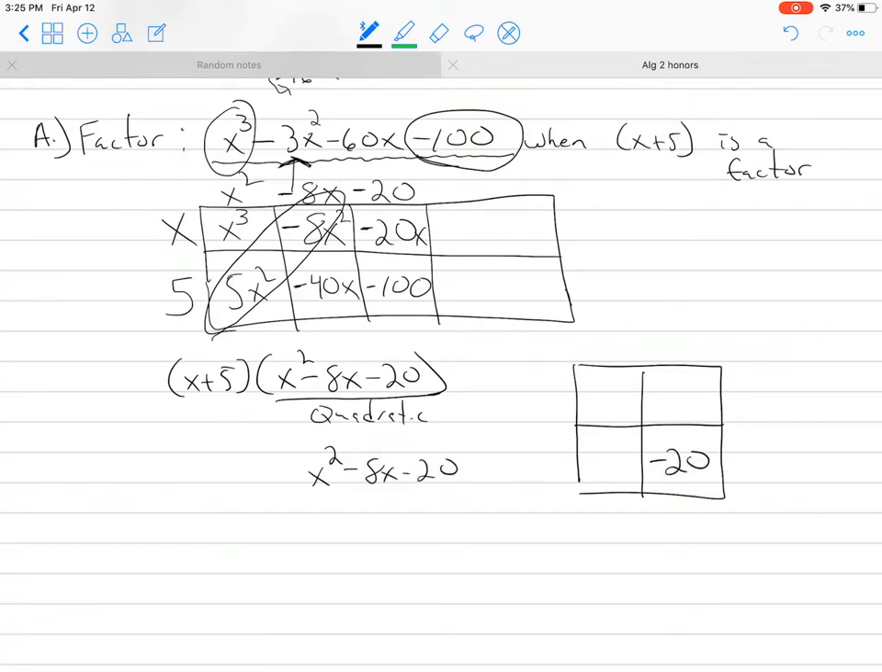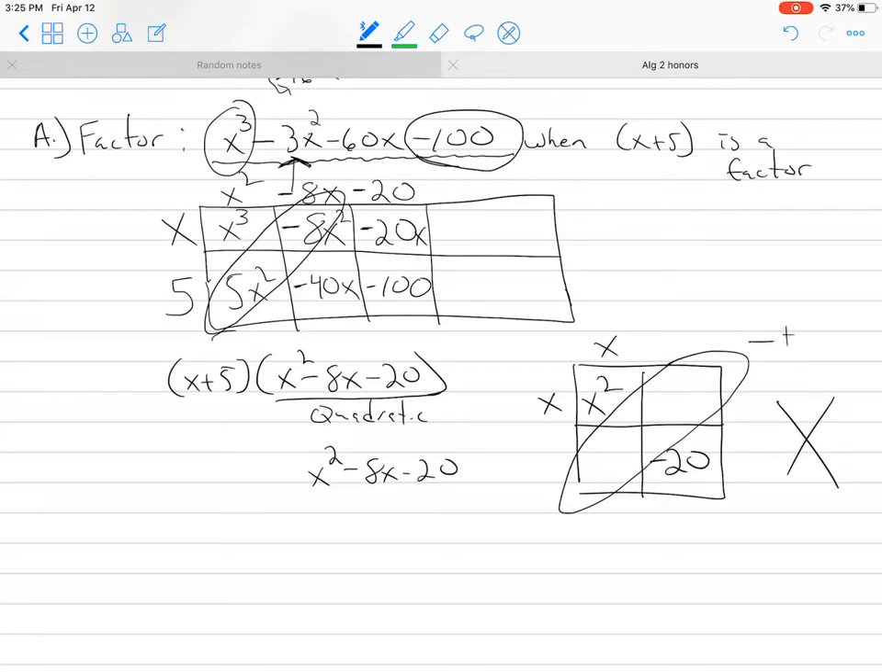I know this has to be minus 20. I know this has to be x squared. I know my only options are x times x. And I know that to get these, they have to add to this middle term.